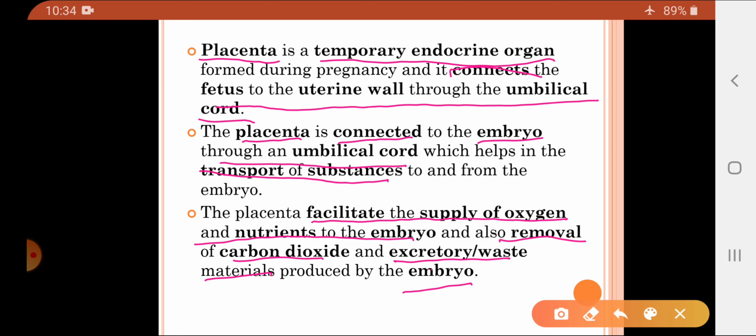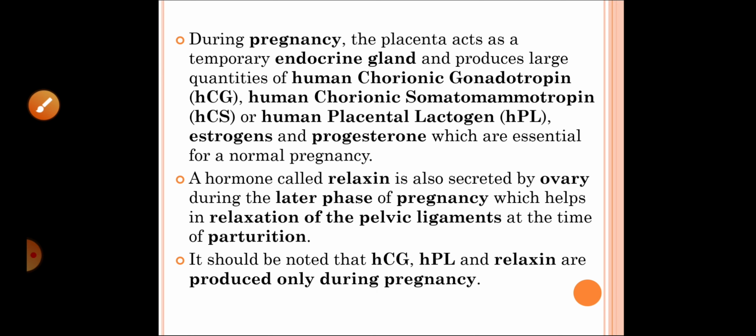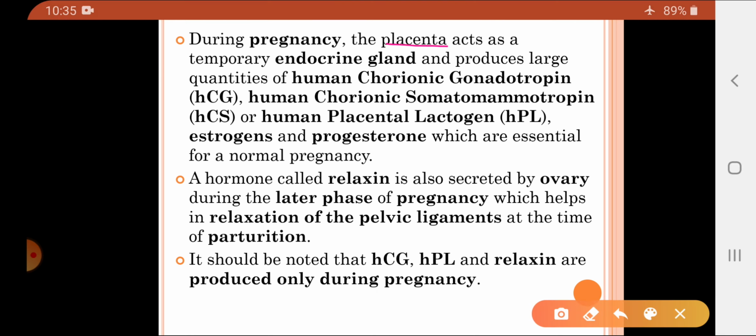So basically the placenta is an organ which helps in the transportation of substances to and from the embryo. It supplies oxygen and nutrients to the embryo from the mother, and it removes the carbon dioxide and other excretory waste material produced by the embryo into the mother's body, and then the mother's body will remove that waste material. As I told you, the placenta acts as the temporary endocrine organ during the pregnancy.